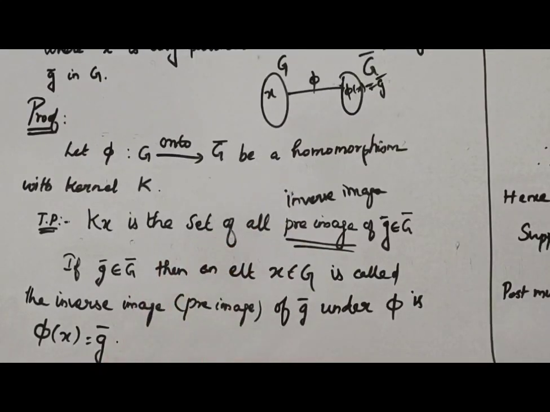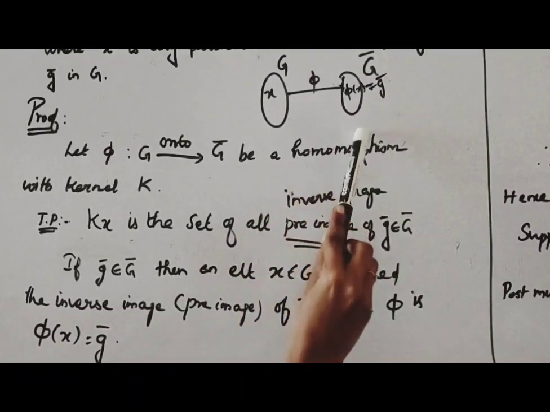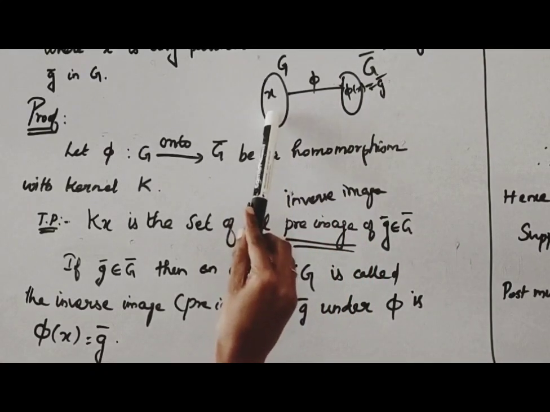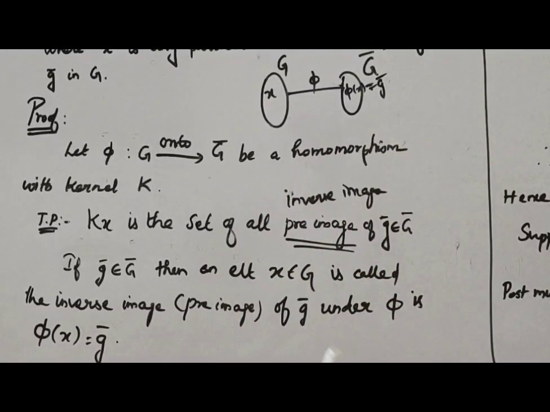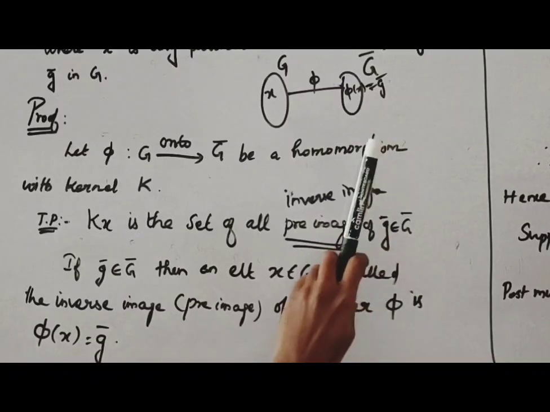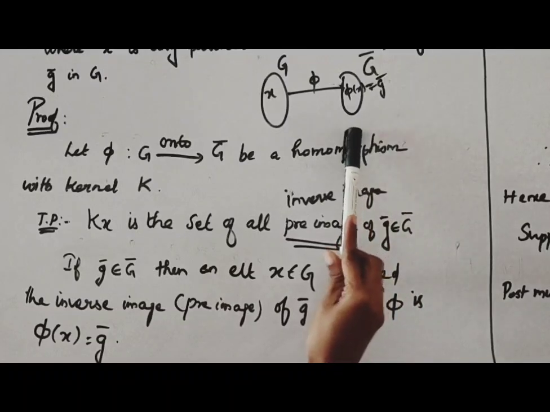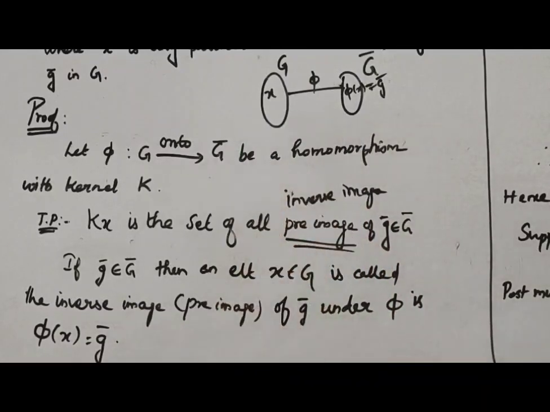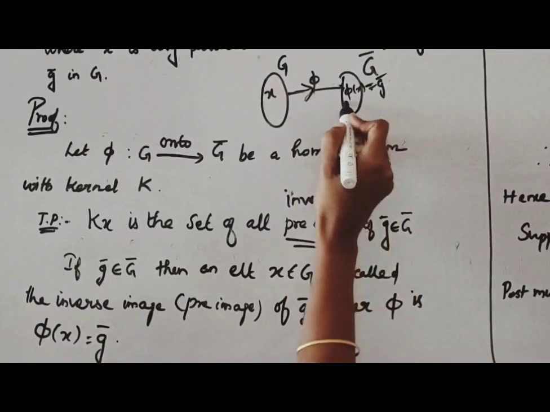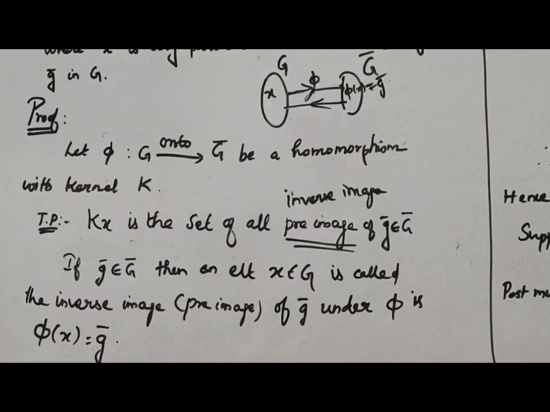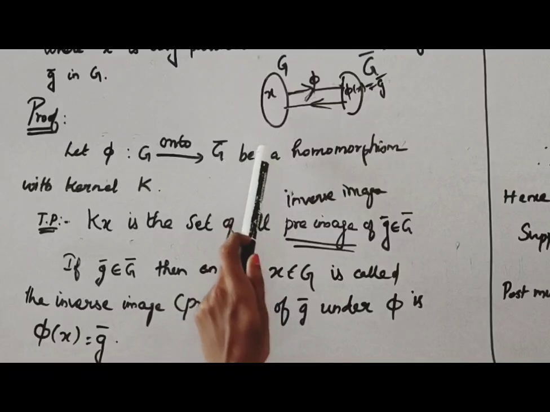Okay, let us see. This is the mapping from G to G bar. If there exists an element x in G, there exists an image in G bar, denoted as phi of x. Okay. What is meant by pre-image? If G bar has a pre-image or inverse image, we denote it like this. Every element of G bar has at least one pre-image, right?